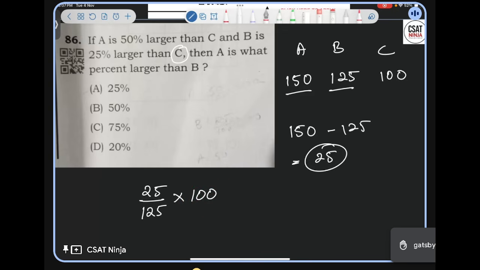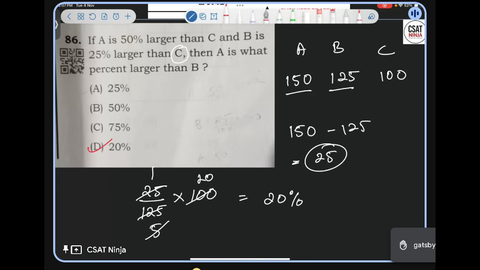If we simplify this, 25 ones are 25, 25 fives are 5, so the answer here is 20%, which is option D. I hope we are clear with this. Option D is the answer.